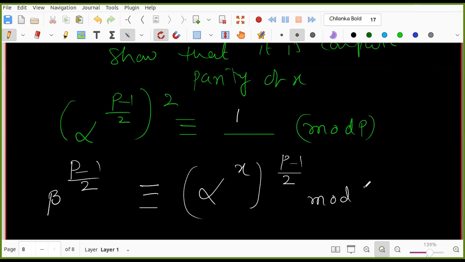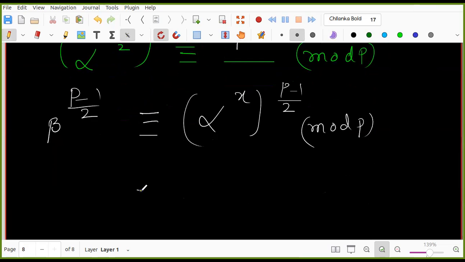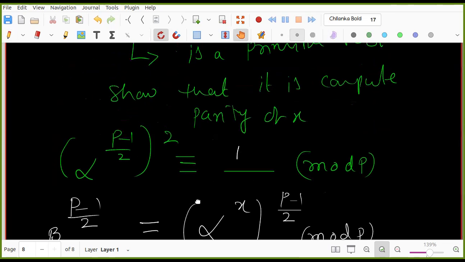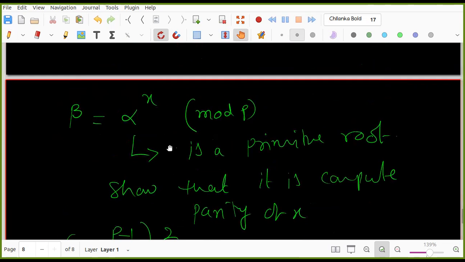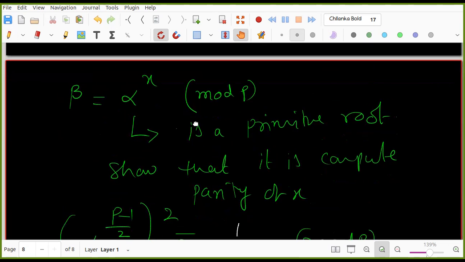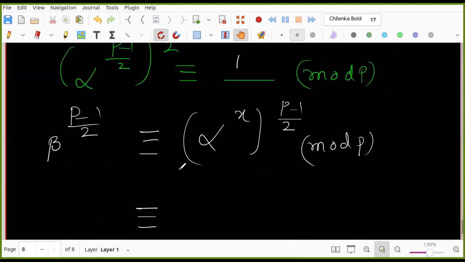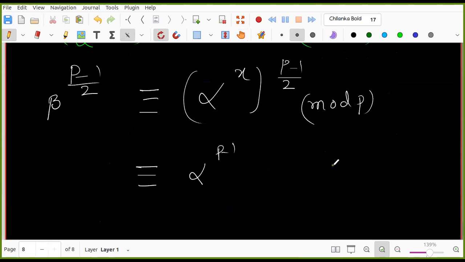Now this is equal to what? Alpha power a, right? X only. Now what happens? This is equal to alpha power (p minus 1) by 2, power x, mod p. Right?